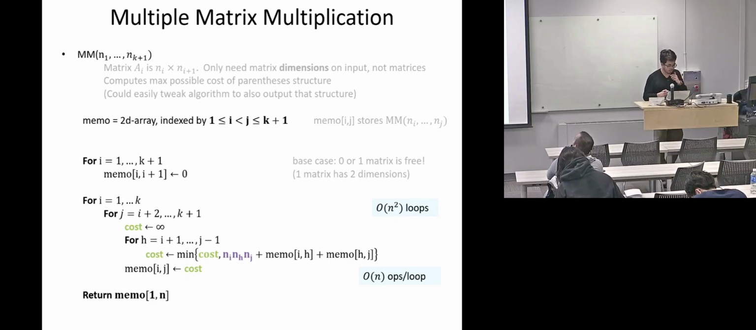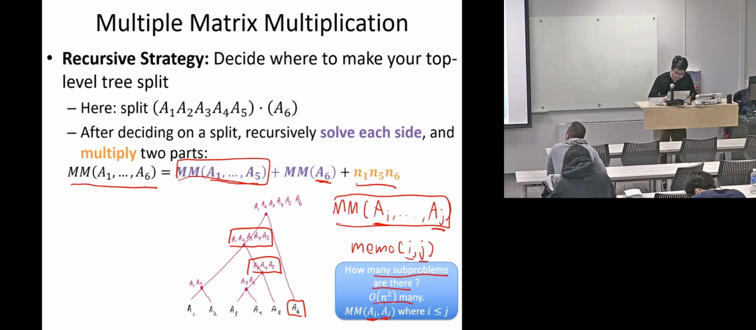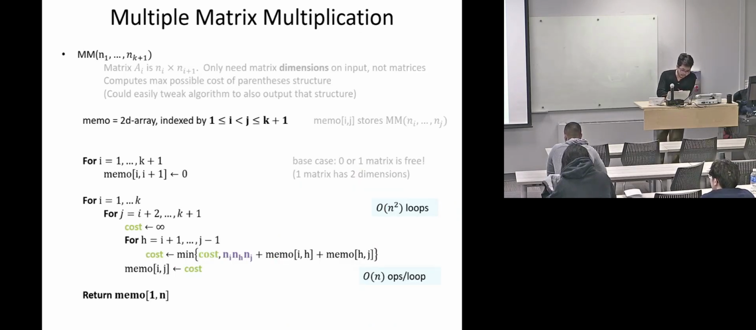Okay. So because the subproblem is from i to j, it seems like there should be a memo of i and j, at index i and j, to encode this thing. So I create a memo ij to store this guy.